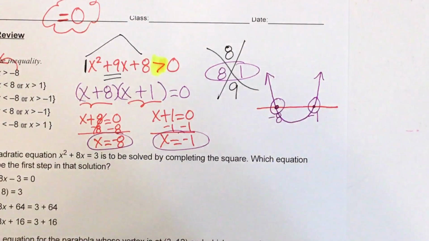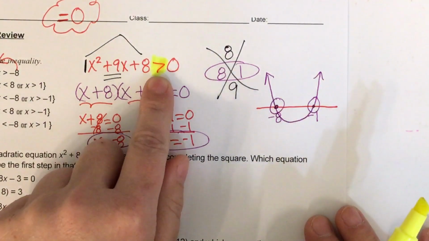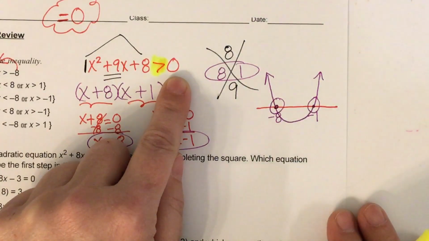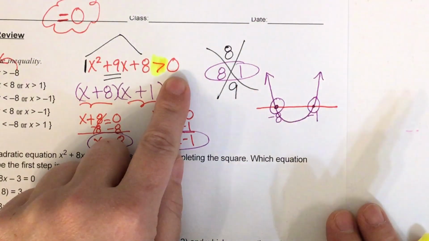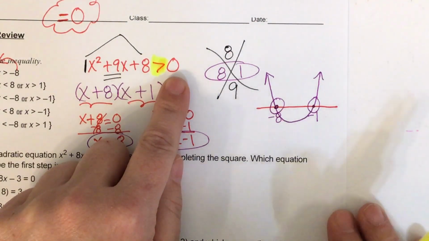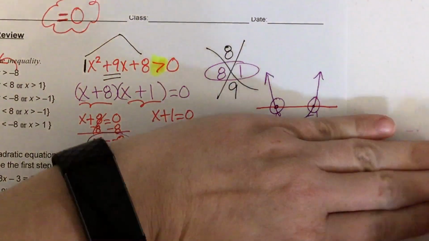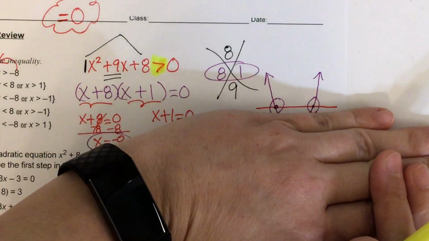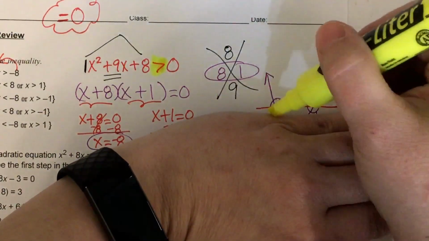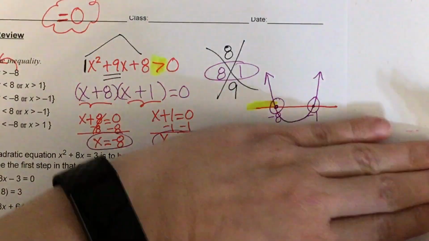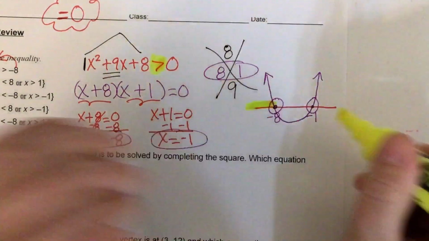Okay. So what I want to know is where the graph has values greater than 0. So I want to know where the x's have values so that the y's are greater than 0. So the y's are greater than 0 above the x-axis. So that would be from here to the left, and it would be from here to the right.